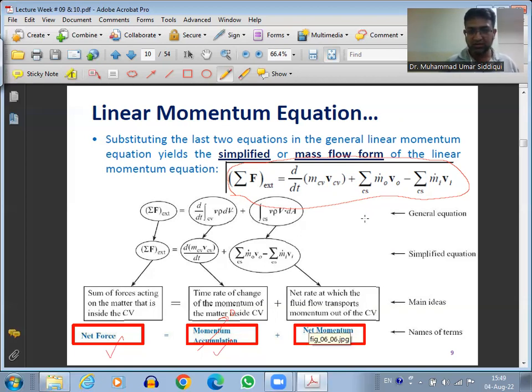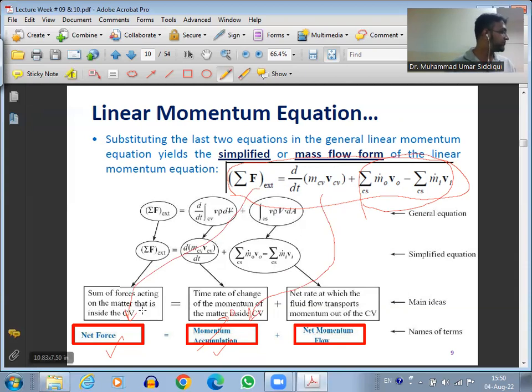So these two are the net momentum flow terms. This is the momentum accumulation term, and these are the net forces. Okay, and this is the significant or fundamental equation that we will be using. Now, this equation will be provided in the exam without explaining all the terms mentioned here. So you need to know what the terminologies used in this equation are, but even if you don't memorize the equation itself, it will be provided in the exam.